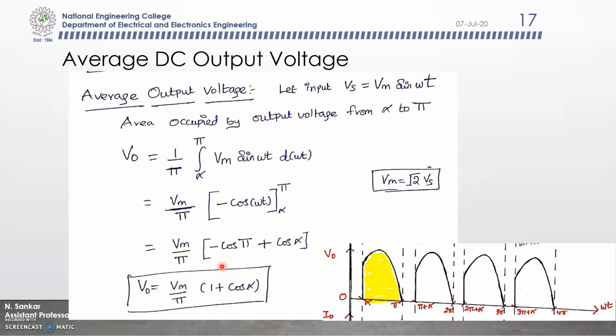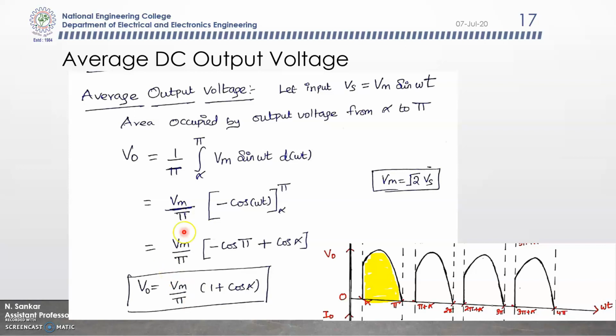For a bridge rectifier, or full wave uncontrolled rectifier, alpha will be equal to 0. So if you substitute alpha is equal to 0 in this formula, the value will be 2 Vm by pi. So that is the average output voltage of a full wave uncontrolled rectifier.